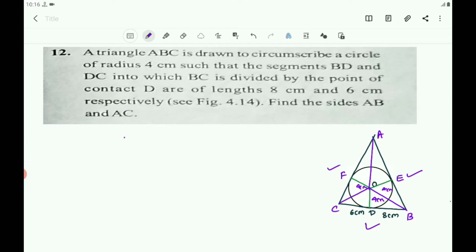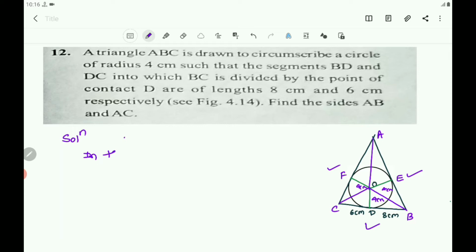And the length of the tangent BC is given, and we have to find the length of AB and AC. And the radius of the circle is given, that is 4 cm. Length of BC is given, that is 8 plus 6, 14 cm. And D is the point on BC in such a way that CD equals 6 cm and DB equals 8 cm. Now let us write in the figure. So you have the solution.